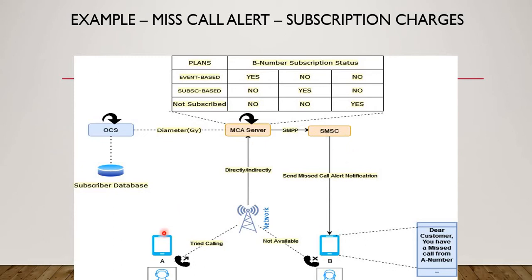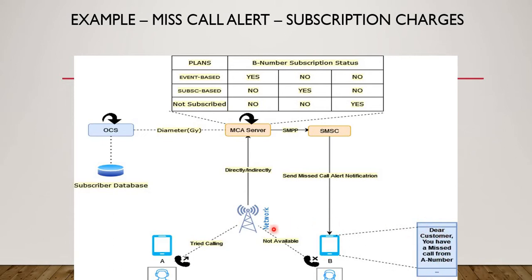So here is an example where there is a user A, okay, and user A is trying to call through the network to user B, which is currently offline or maybe out of coverage area. So who will receive the missed call alert? The user B, okay. Once user B switches on his or her phone, then he or she will receive the missed call alert like this. This is the mobile, okay.